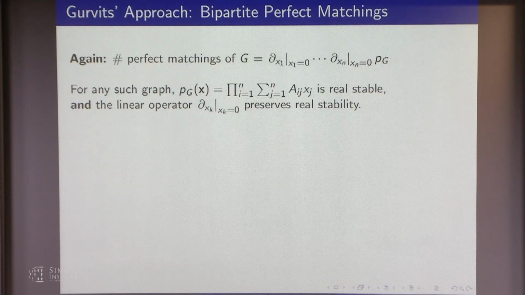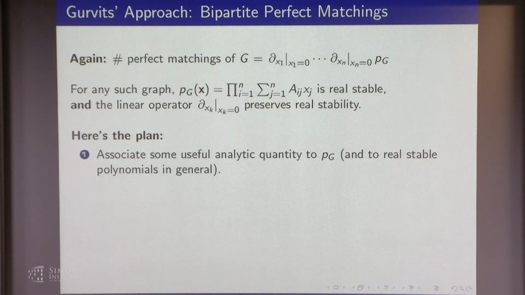It has some log concavity properties. We're going to apply this derivative. It's going to preserve these log concavity properties. And if we can keep track of something related to log concavity along the way, after we apply all n of these to every variable, we're going to be left with a number that we want to bound. Okay, so this is going to be the general plan.